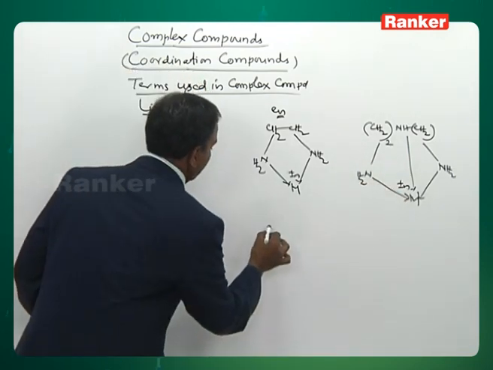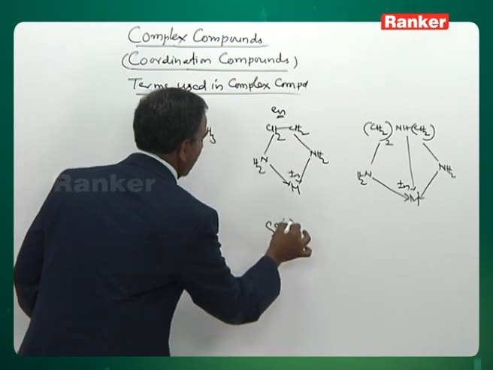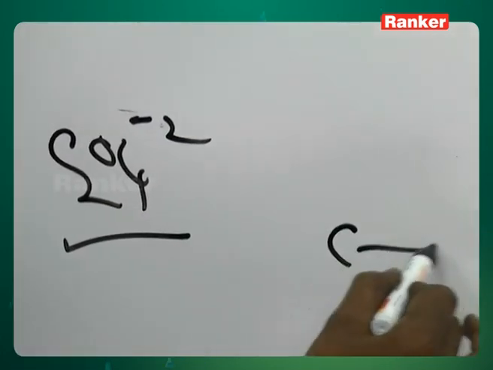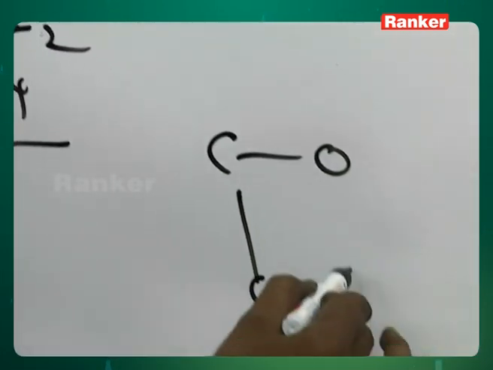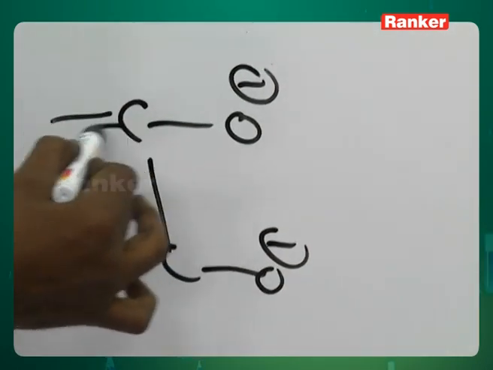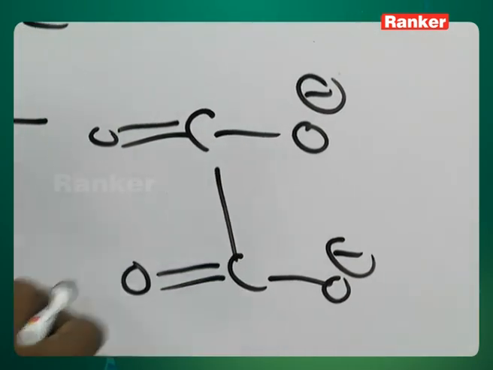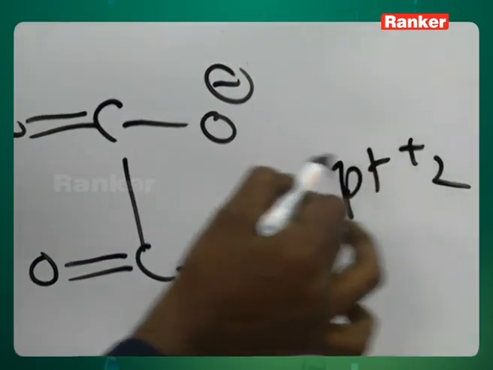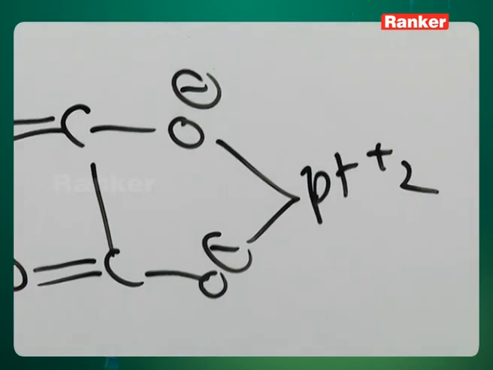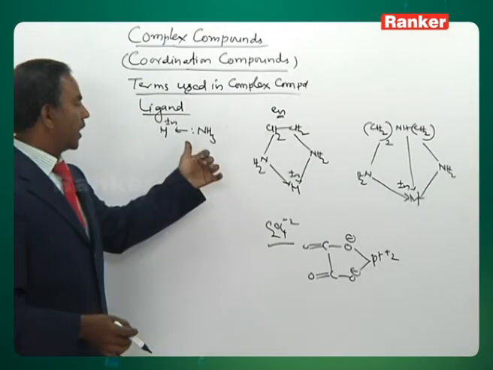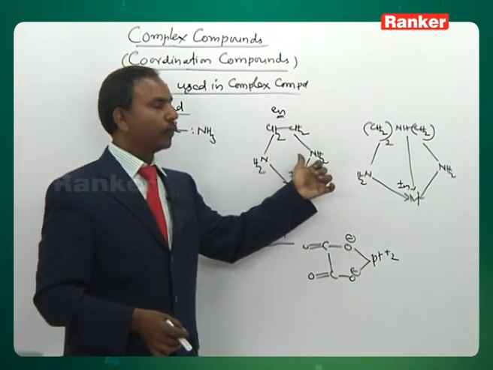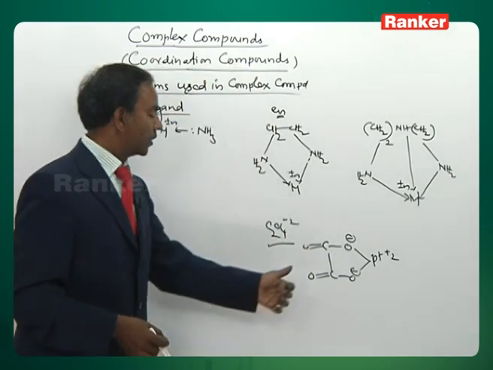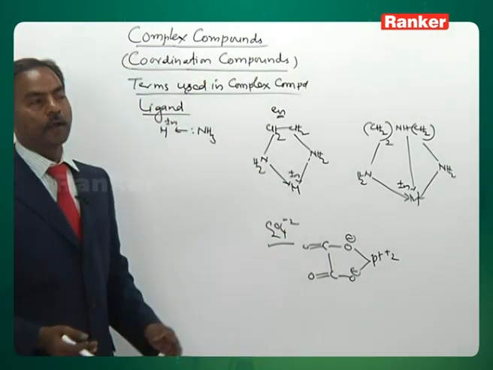Let me give one more example: the oxalate ligand, C2O4 2-. What is the structure of this ligand? C single bonded to O, with the charges shown; this is the structure of the oxalate ligand. Consider it linked to a metal ion like platinum. It is linked through two donor atoms, so carrying one donor is monodentate, two donors bidentate, three donors tridentate. Oxalate carries two donors, so we call it bidentate.